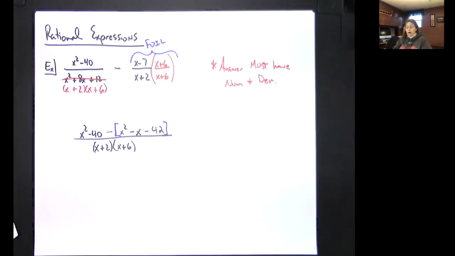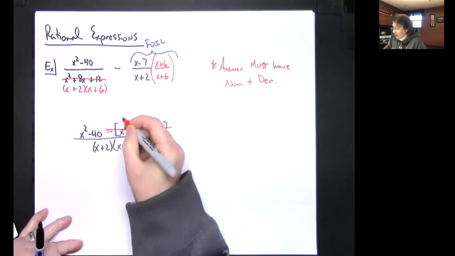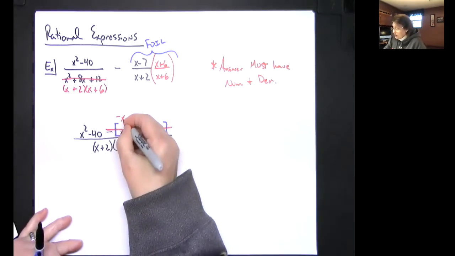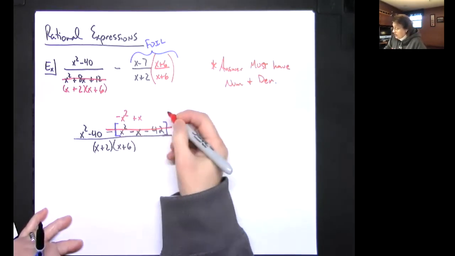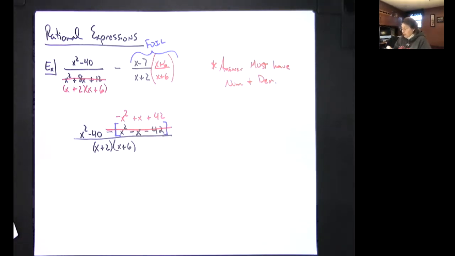Now, if you don't want to write another line on your paper, you can go through and change all those signs. So cross that all out. This would then be a minus x squared, that'll be a plus x, that'll be a plus 42. If you are trying to save space on your paper, that works.